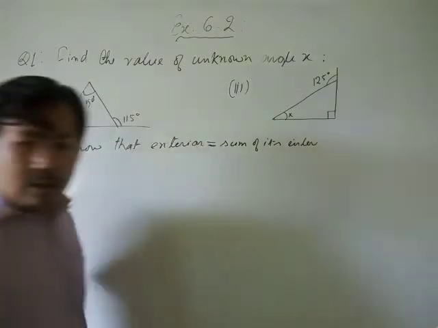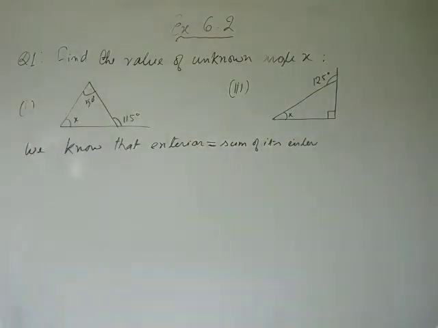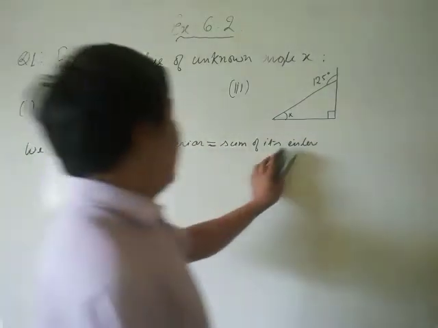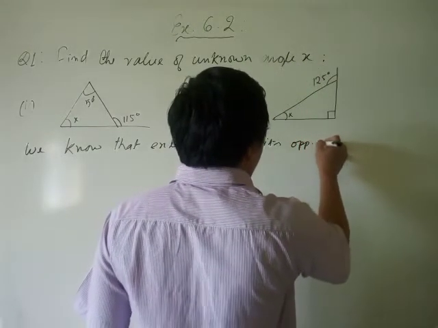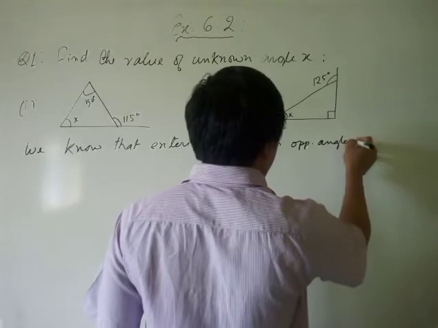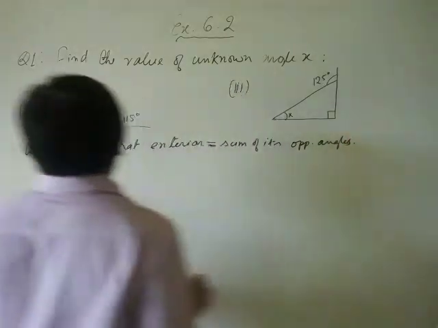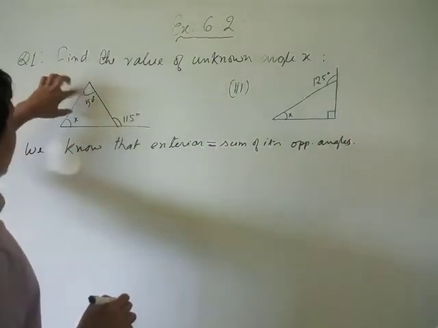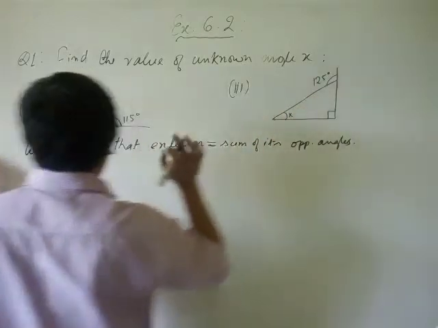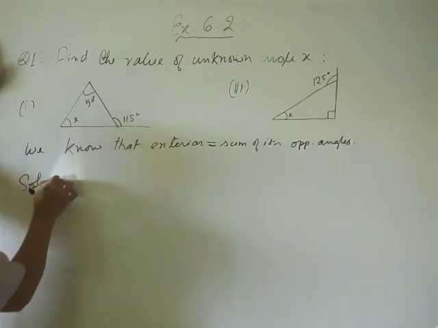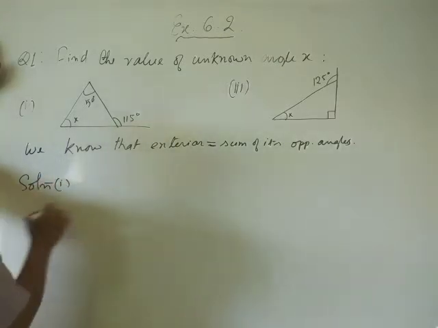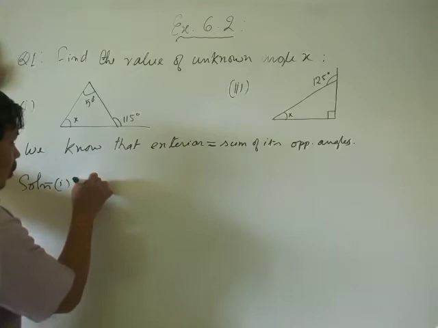Whether you say interior or not doesn't matter, but you have to understand that it is its opposite angle. Its opposite angles. That means for an exterior angle, the opposite angles are these. For this exterior angle, the opposite angles are these. So here in solution 1, we have it like this.